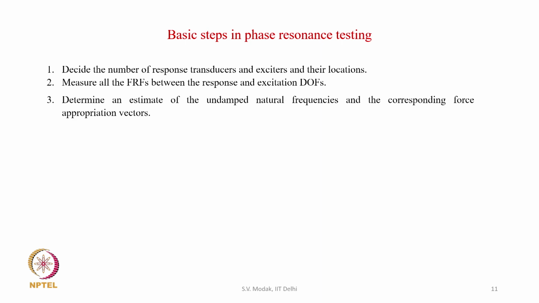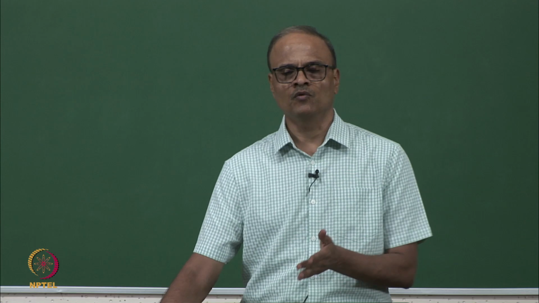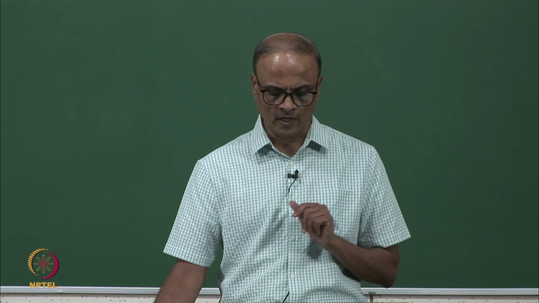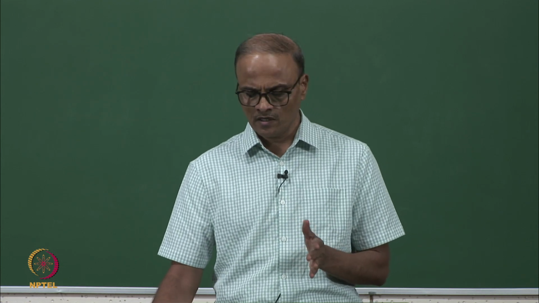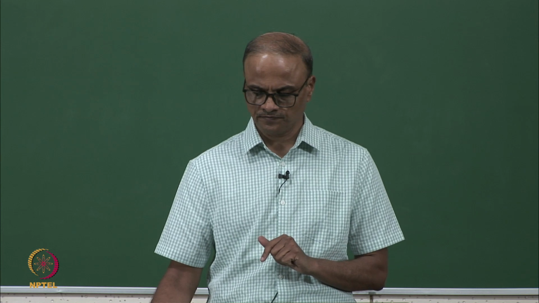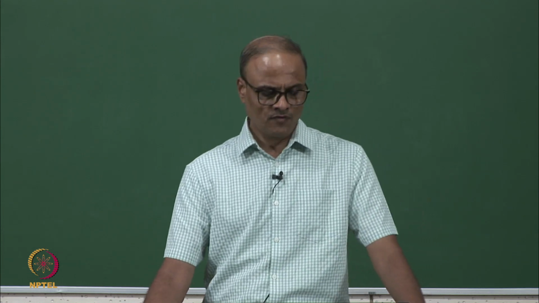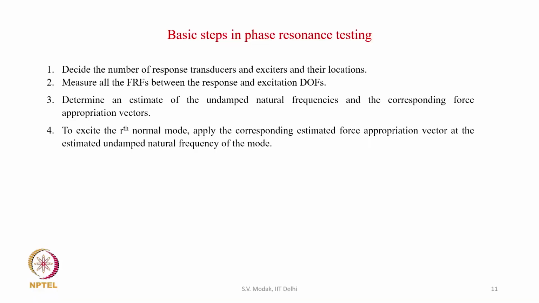Then using one of the methods we studied, we determine the estimate of the undamped natural frequencies and the corresponding force appropriation vectors. Because once the FRF matrix is known, we can use one of the methods we studied like RMIF or MMIF or some other method, to find the undamped natural frequency and the corresponding force appropriation vectors. Now, let us say we want to excite the r-th normal mode. So, then what we do? We apply the corresponding estimated force appropriation vector at the estimated undamped natural frequency of the mode.